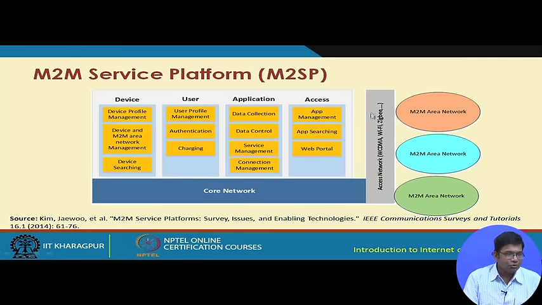So all these data are passed through an access network like Wi-Fi, ZigBee, etc., and are sent to the M2M area network. Okay? This is one possibility. The other possibility is that from this M2M area network and several such area networks, these data are sent through the access network to the core network which supports these platforms with respect to device, user, application, and access. So communication can take place both ways, either from the core network towards the M2M area network, or from the M2M area network towards the core network. Only the flow of the data is different, that is, what type of data is flowing.